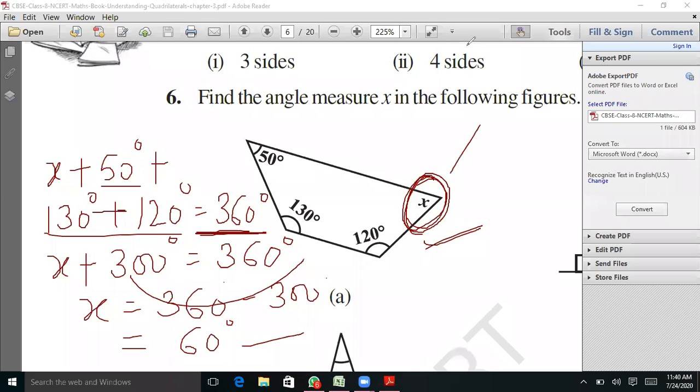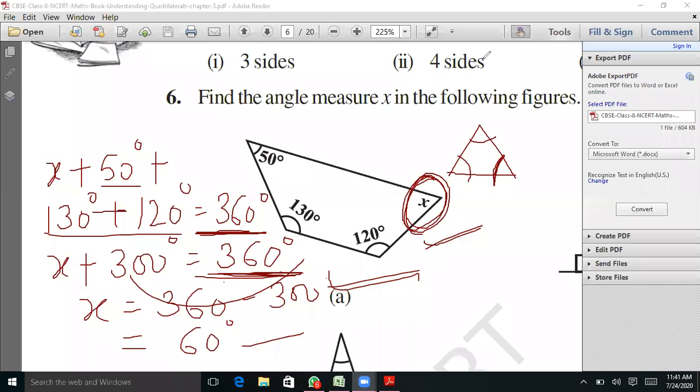Like how we first did triangles in class 7, we were given two angles and had to find the third angle. So there we used the angle sum property: the sum of angles of a triangle is 180 degrees. Here we have been given a quadrilateral now. There is no difference. The sum of angles of a quadrilateral is 360, so we'll use 360 here. Right?